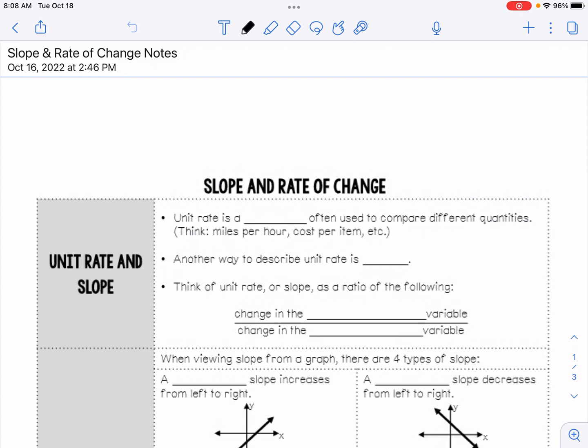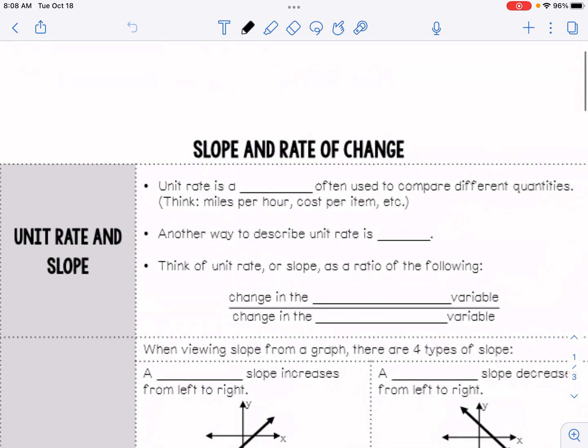But anyways, so we have the unit rate. Unit rate is a ratio, right? And ratio, for the most part, just means a fraction. It's often used to compare different quantities, so we can think about it of miles per hour, right? So that's a speed there. Cost per item. You could think about like grade per student. So typically we have two quantities.